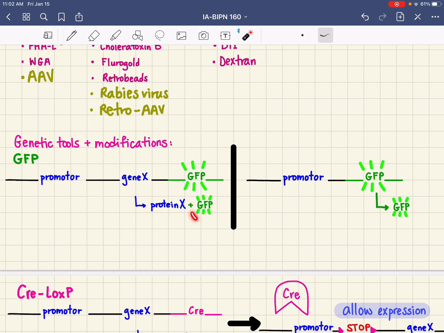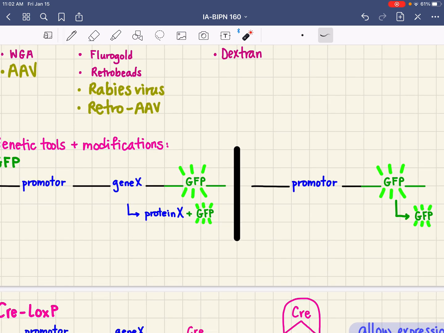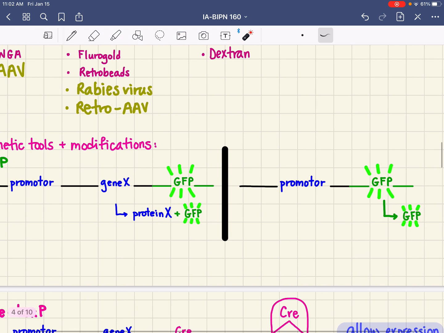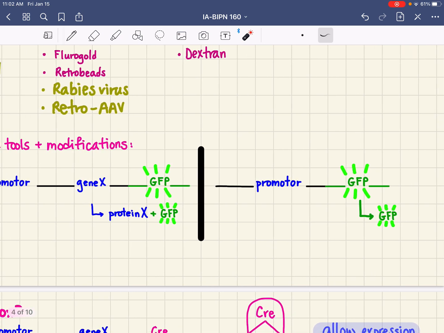Because GFP is a green fluorescent protein, it will fluoresce in whichever area this protein X travels to, right? Because GFP is simply attached to it. So wherever protein X goes, GFP goes. So we can see where the protein moves to in the brain. So that is one way of using GFP, attaching it at the end of gene X.